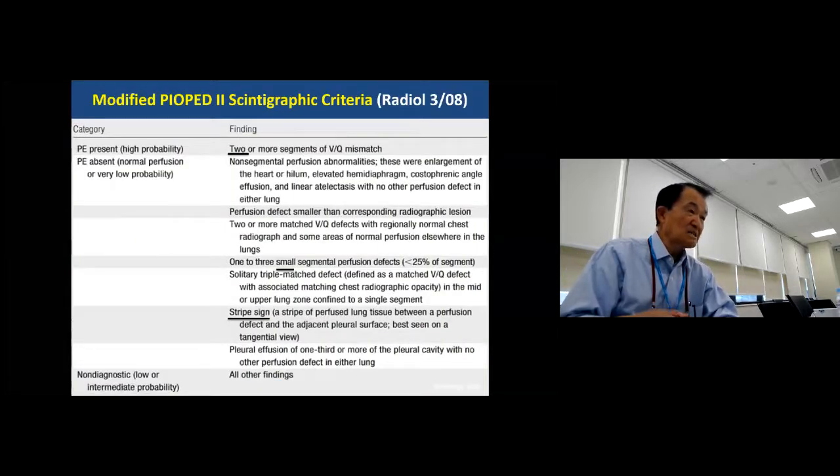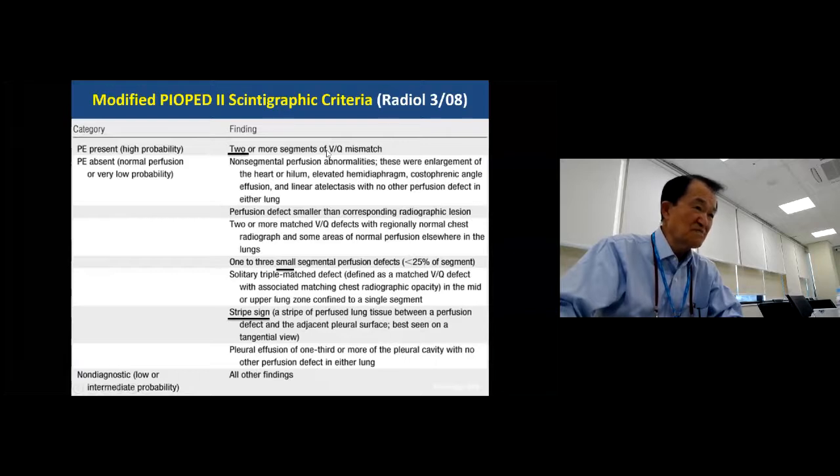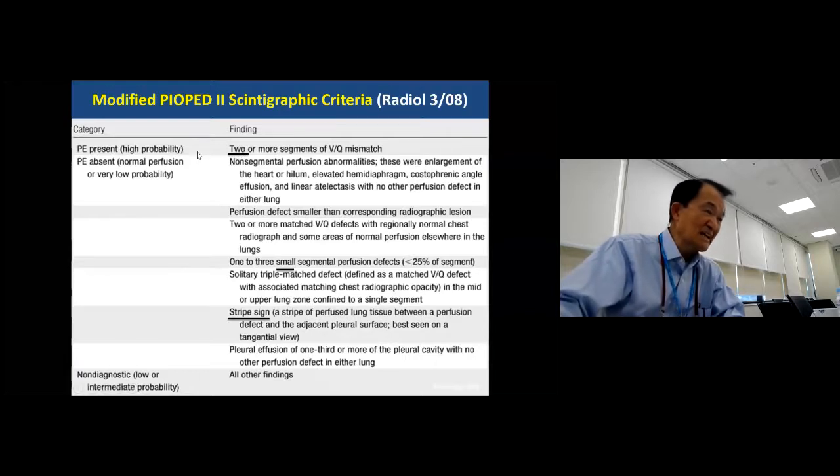So now there's PIOPED and all those things. No one seems to use this kind of criteria, but everybody agrees that more than 2 VQ mismatches means high probability, greater than 80%.